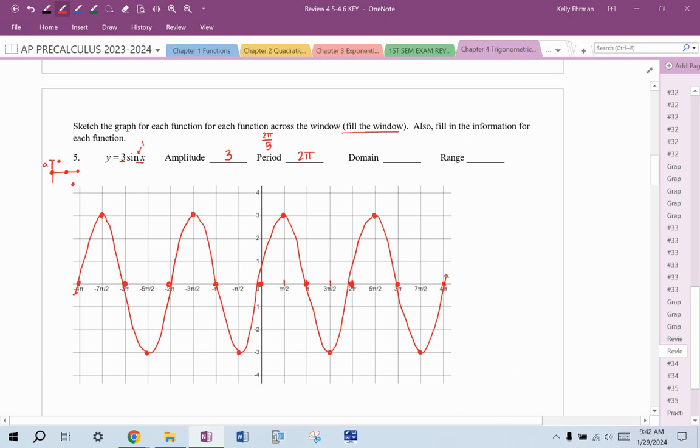So what about domain and range? If it's just a sine or a cosine graph, there are no vertical asymptotes, no holes, no jumps, no skips. So all real numbers for the domain. And the range is affected by the amplitude and any vertical shifts we have. So the amplitude made the range -3 to 3. By default, it's -1 to 1.